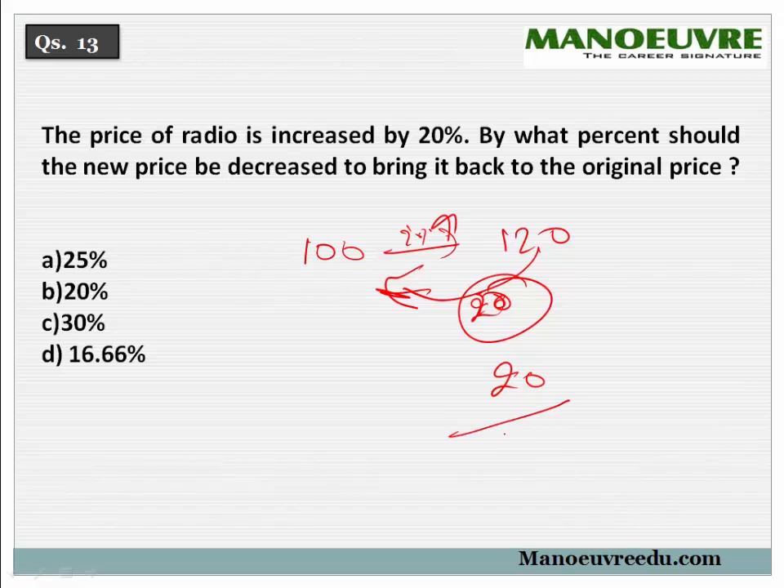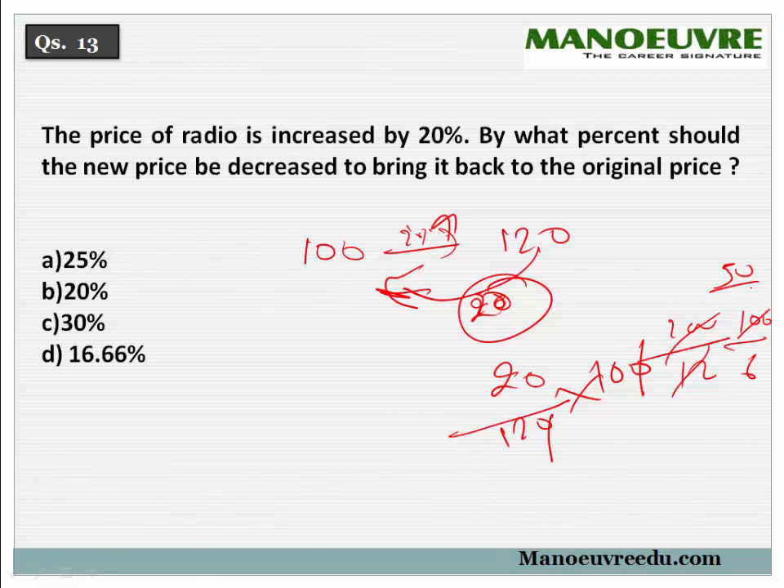Now they again want to bring it to 100, so they will reduce 20 on 120. So basically this is 20 upon 120 into 100, this gets cancelled. So 200 upon 12, this is nothing but 2 6s are 12 and 200, this is 2 5s and 2 3s, this is 50 divided by 3, which is 16.66%. D is your answer.